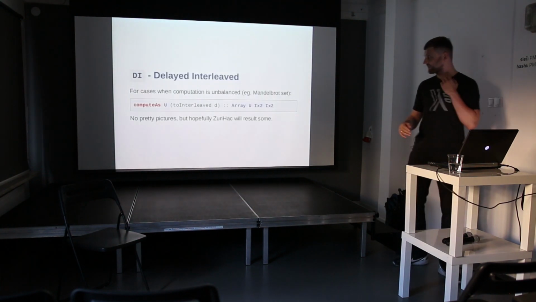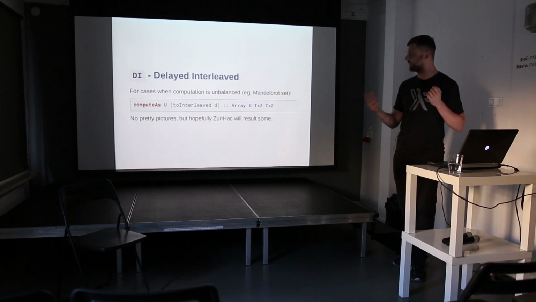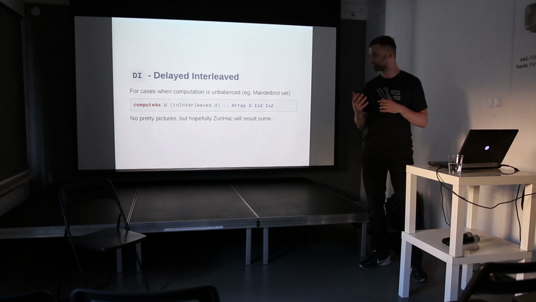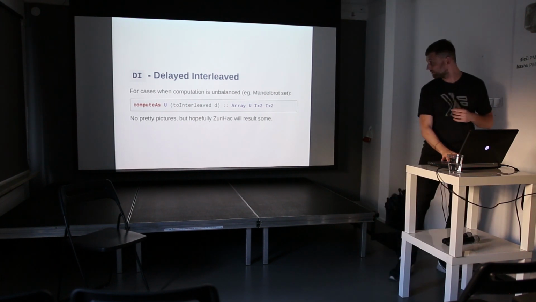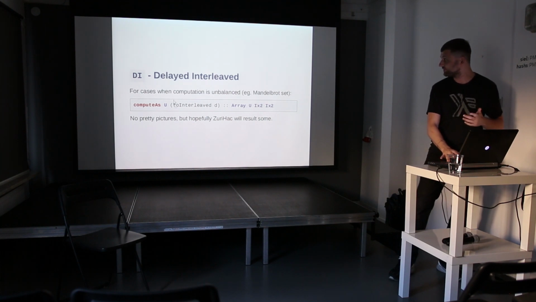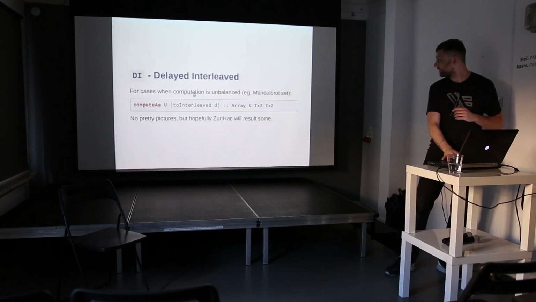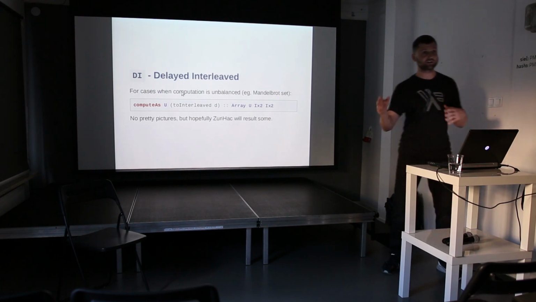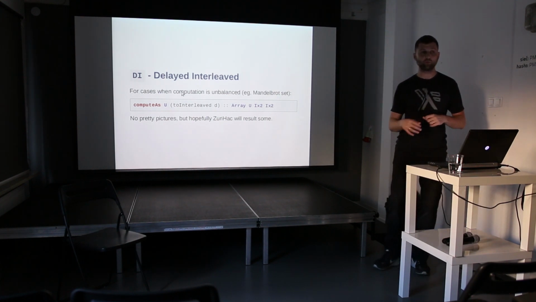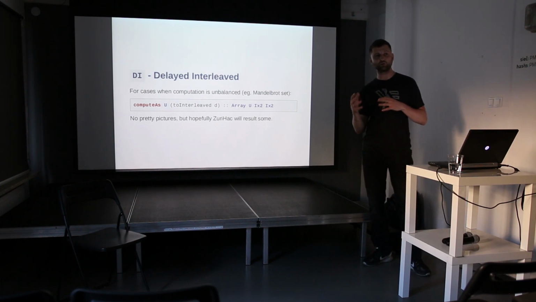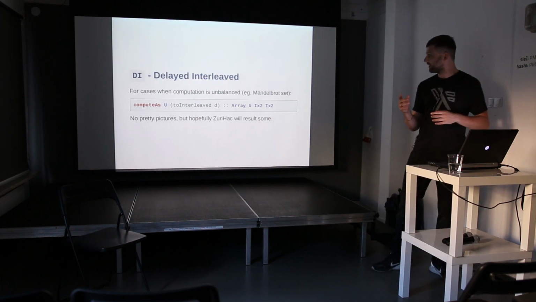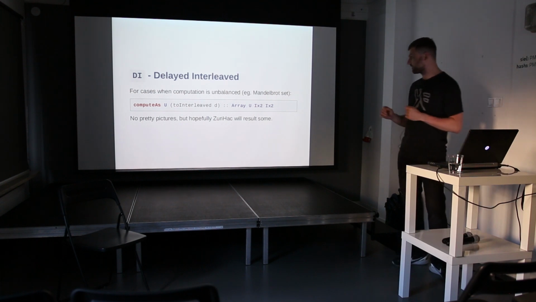So for this scenario, we have a delayed interleaved array. It's easy to construct. You just call toInterleaved on any source array, and it will handle this unbalanced computation. You don't normally want to do it for balanced work because it's not too cache friendly. But for unbalanced, yeah, it's really nice.